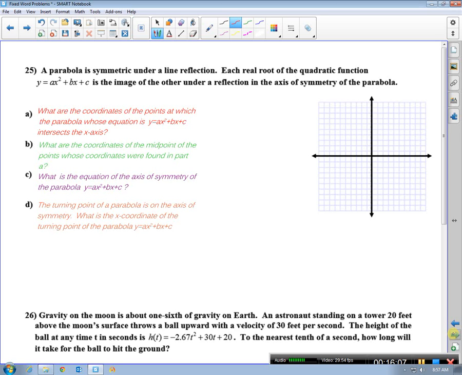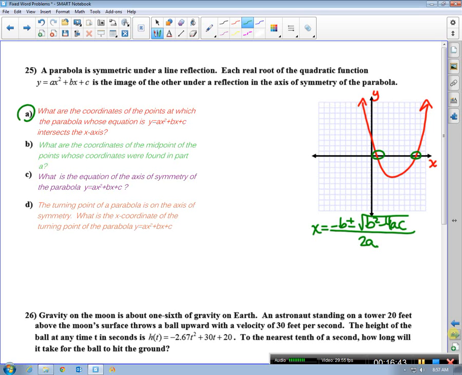So let's just get a feel for what this is doing, and then I definitely want to do number 26 with you. What this is saying, and I'm just going to sketch a parabola on here, any old parabola. We know a lot already. First of all, we know that these are the roots. And how have we been finding the roots? We've been using the quadratic formula. x equals negative b plus and minus square root b squared minus 4ac all over 2a.